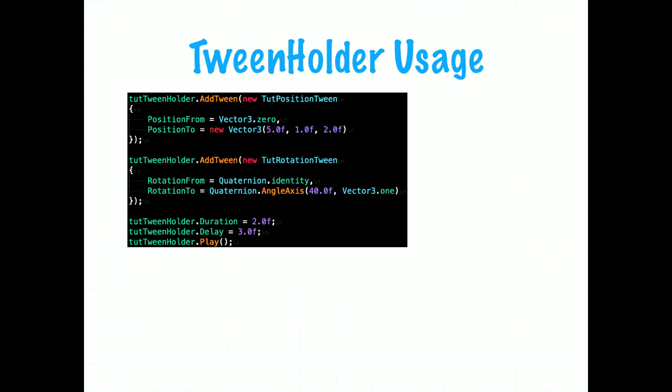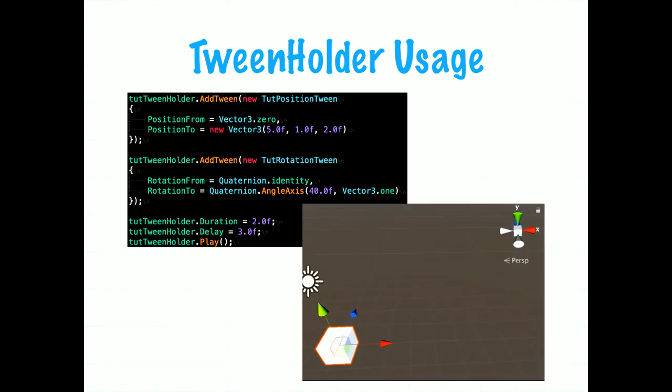This is really lightweight in code, rather, in memory. The tween objects just have the numbers that you need, which is the position from, the position to, and the rotation. So yeah, I need that to continue. Sorry. Here we go. So yeah, here's the video of it.